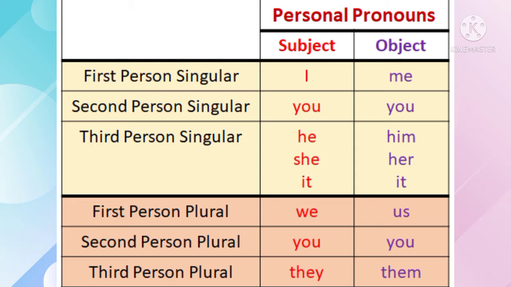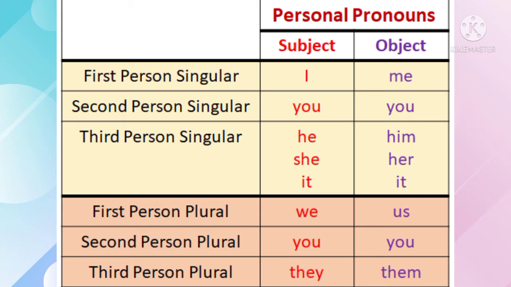What do you mean by first person pronoun? First person pronoun means the person who is doing the talking is called the first person. For example, I am talking to you, so I am the first person. When you are talking to me, you are the first person. The person who is doing the talking is called the first person. What are the first person pronouns? First person pronouns are I and me.